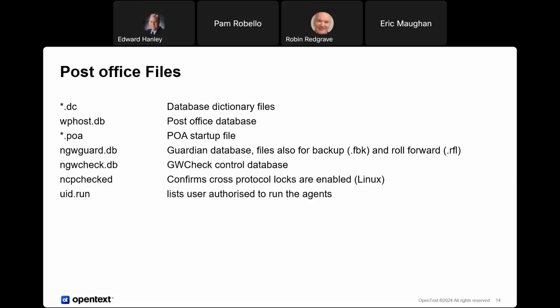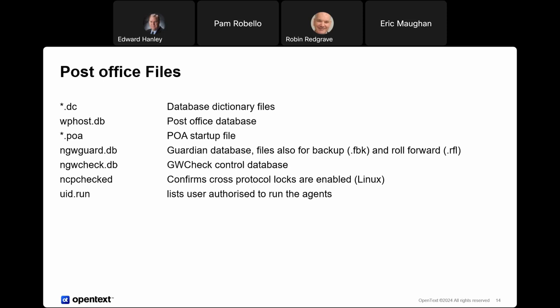We do have a backup of it. You'll see in there a file with a .fbk extension, and we also have a .rfl extension with GWGuard, which is the roll forward log. So if the database gets corrupted, from the FBK and the RFL we can get back to where we should be. And just so you're aware, because it is so important, we do have a second backup of it as well, buried in the directory structure. So if everything goes wrong, we can use that secondary backup as well. So just take care of that database is what I'm trying to get across here.